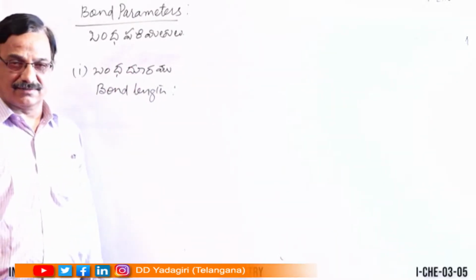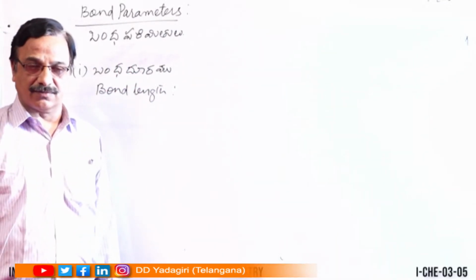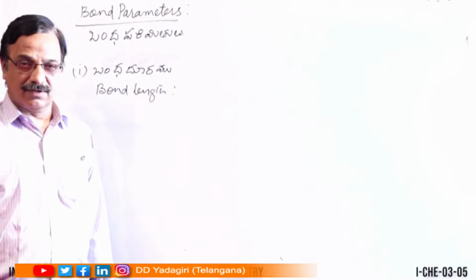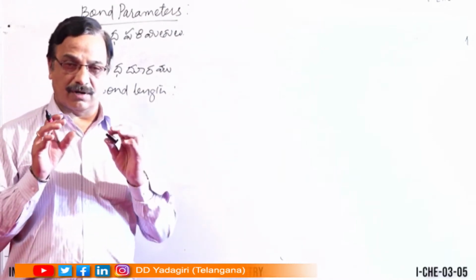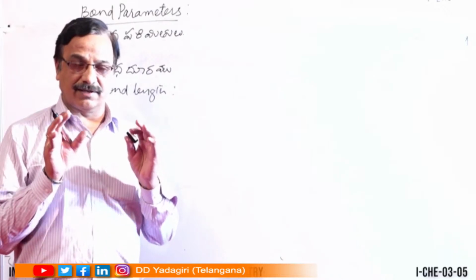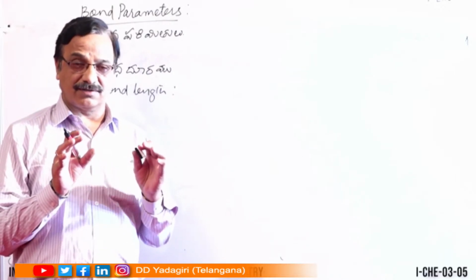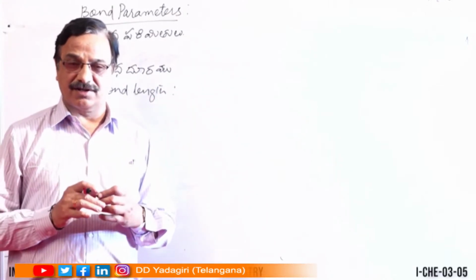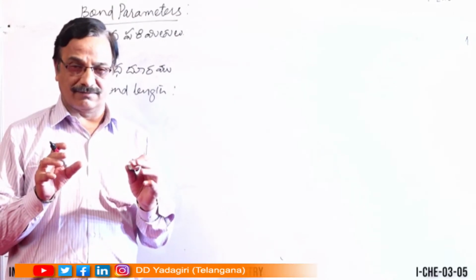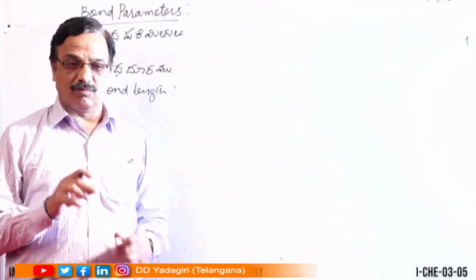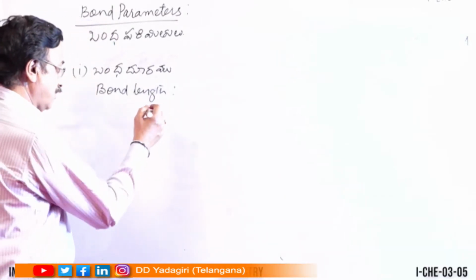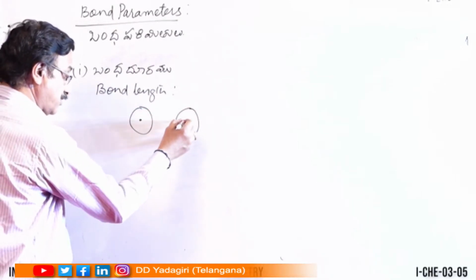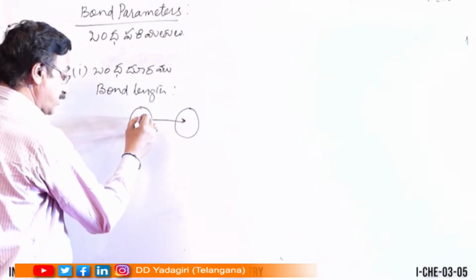Bond parameters, బంధ పరిమితులు. దాంట్లో మొదటిది బంధ దూరం లేదా బంధ దైర్ఘ్యం అంటారు. ఇది రెండు పరమాణు న్యూక్లియస్ల మధ్య కేంద్రకాల మధ్య ఉన్నటువంటి దూరాన్ని, సమతా స్థితి దూరాన్ని మనం బంధ దైర్ఘ్యము అని అంటాం. The equilibrium distance between the two nuclei, right, that we call it as bond distance. Suppose this is the atom, this is the atom, this is the nucleus. The equilibrium distance we call it.